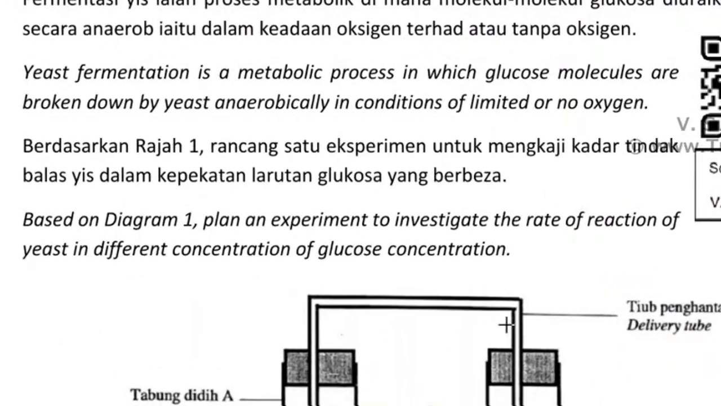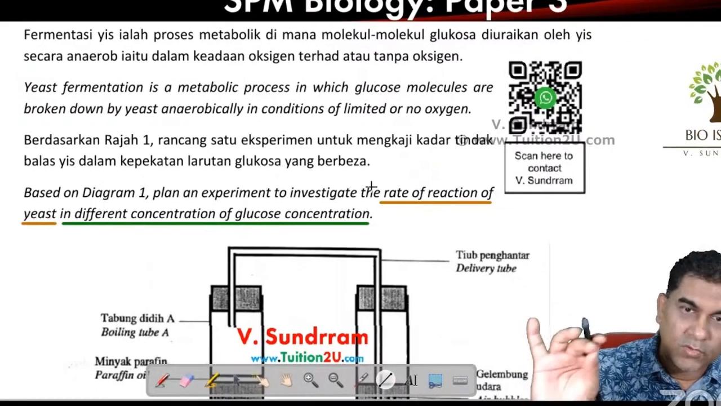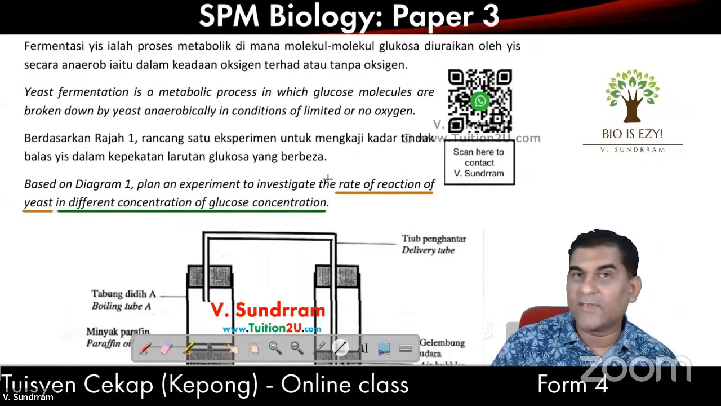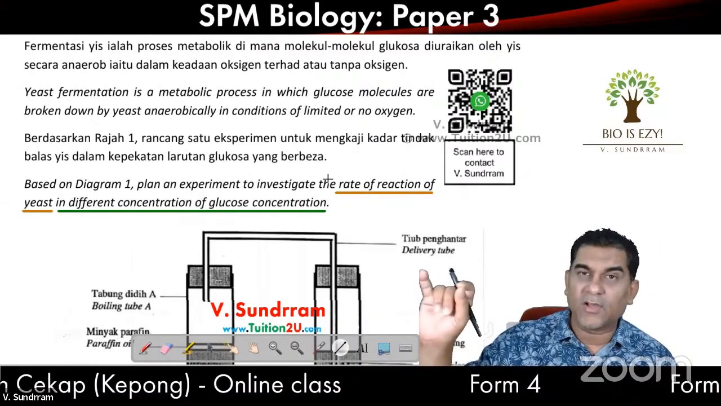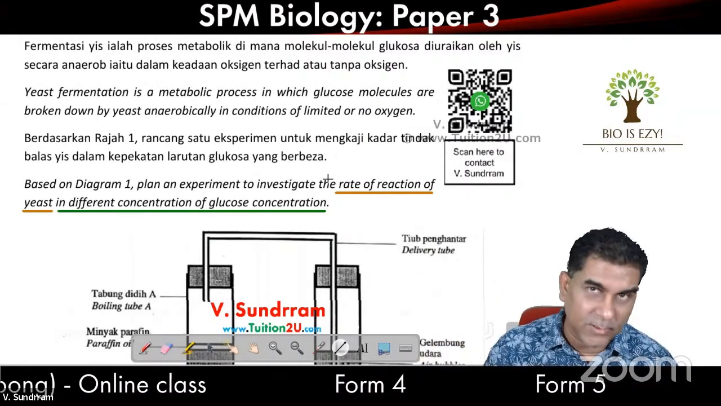The sentence after that is important, so I'm going to underline this. Plan an experiment to investigate the rate of reaction of yeast. That is the responding variable, rate of reaction of yeast. And the different glucose concentration should be the manipulated variable. So we can identify the manipulated variable and also the responding variable from the statement of the experiment. From there itself, we can already know what the experiment is all about.